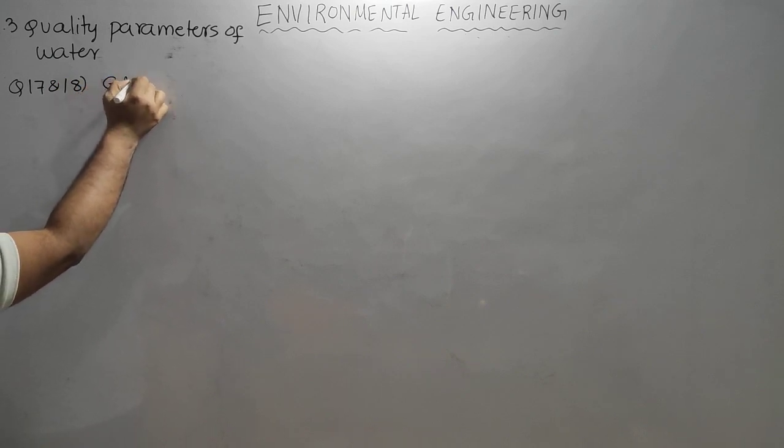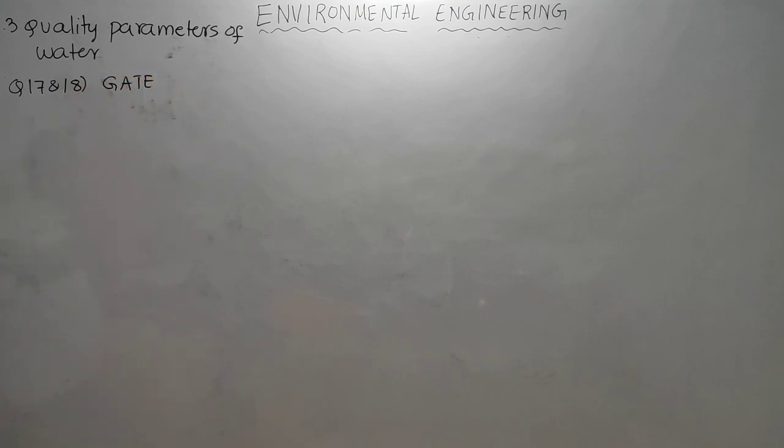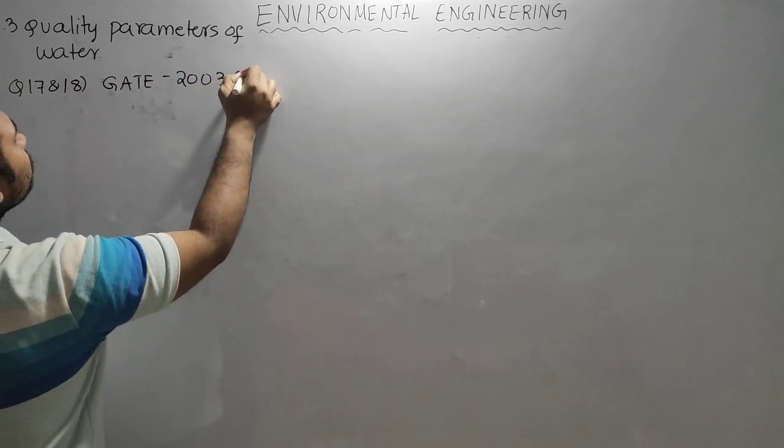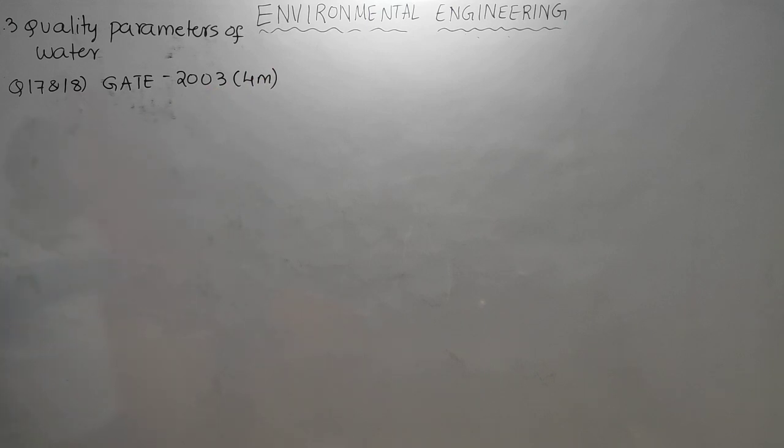GATE 2003, 4 marks question. The question is on alum dosage. A water treatment plant treating 10 MLD of water requires 20 mg per liter of a filter alum, Al2(SO4)3 18H2O. The water has 6 mg per liter of alkalinity as CaCO3. What is the total alkalinity required to match the filter alum?